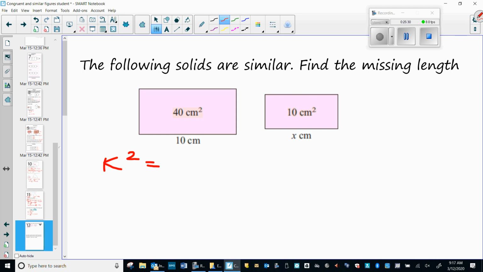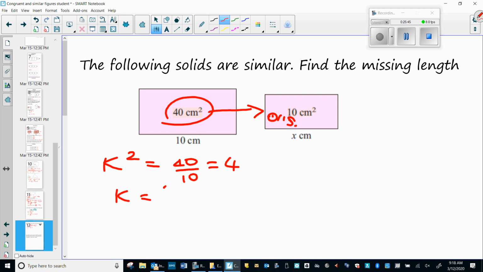40 over 10. Now, you said 40 over 10, so you're going from the big one to the small one, so this is our original. So k squared is 4. So what's the value of k? Square root of 4, which is 2, yes. So what are we going to do to find this value here? Divide by 2, so we're going to do 10 divided by 2, which is 5.